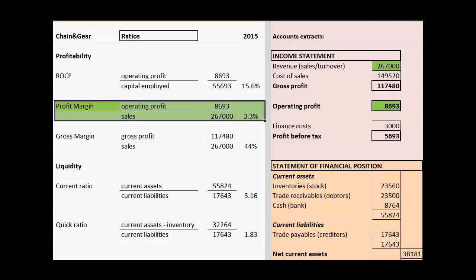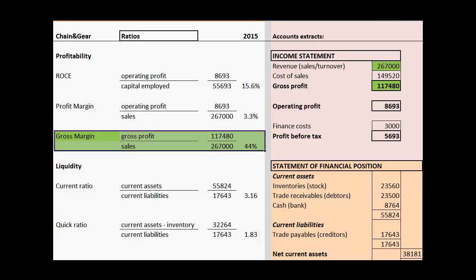Next, we have our profit margin, which is operating profit divided by our sales. So as we see, our operating profit again is 8,693, and the sales figure straight from our income statement is £267,000, again multiplied by 100 will give us a percentage of 3.3%. Next, we're looking at gross margin, which is gross profit divided by our sales figure, and we see our gross profit here is 117,480, and again divided by the sales figure. We multiply this result by 100 to get 44% for the gross margin.